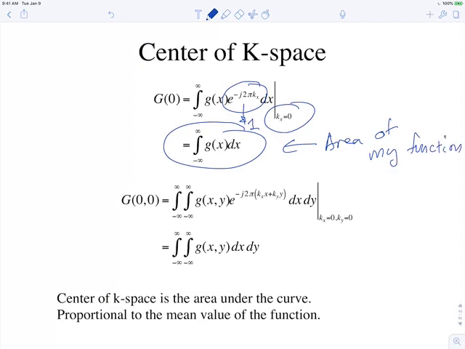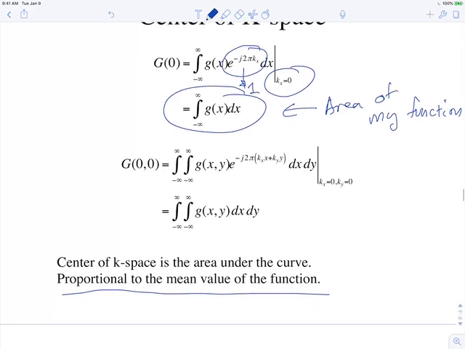That's why in general when we look at medical images, they tend to have a non-zero area, and generally the integral of that image tends to be the biggest number. So typically for most medical images, the center of k-space is always going to be the biggest, and then it drops off from there. That's an important thing to know. It's basically proportional to the mean value of your function, since it's the area. Okay, so let's stop there for today.